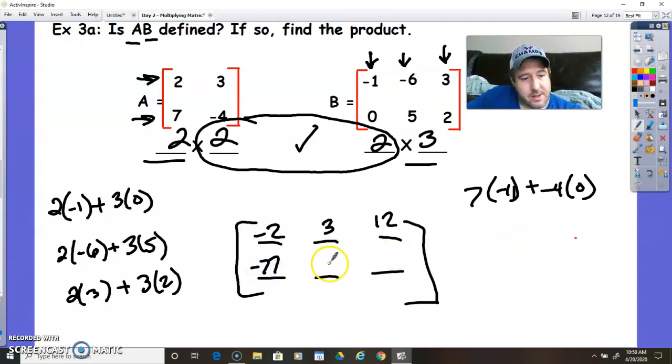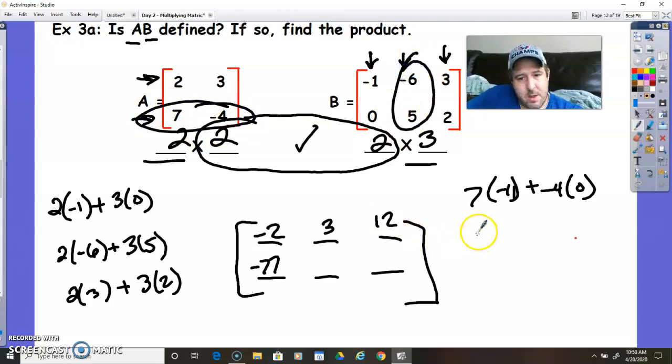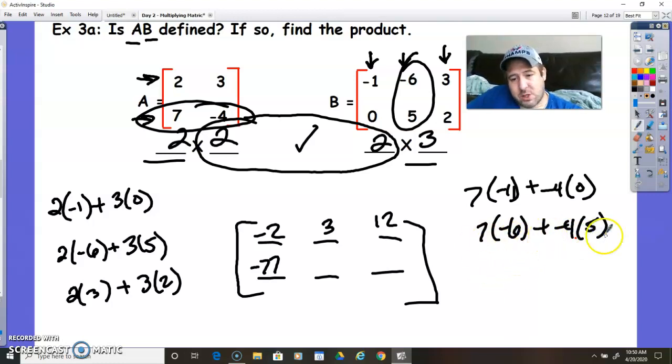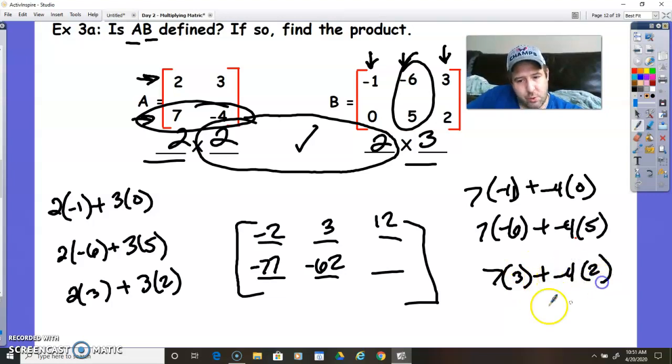This point right here is row 2. That's this row times this column. 7 times -6 plus -4 times 5. -42 plus -20 more makes -62. Last one, 7 times 3 plus -4 times 2. 21 plus -8, what is that, 13?